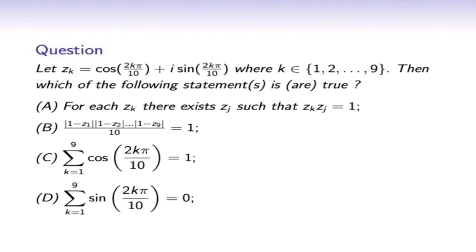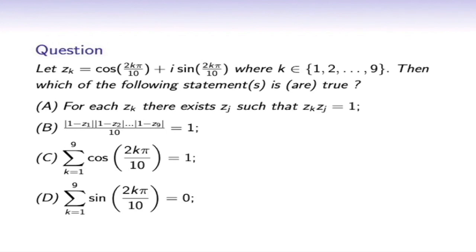Let Zk be a complex number whose real part is cos 2k pi by 10 and whose imaginary part is sin 2k pi by 10, where k is in the range 1, 2 and so on up to 9. Then the question asks which of the options given below are true. This is a multiple choice question, so it may be possible that more than one option is true. Let us see what the given options are.